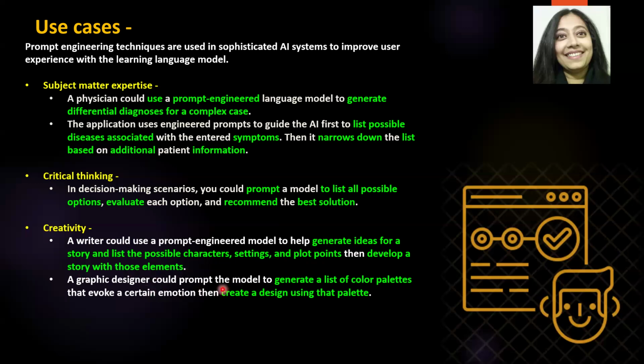Or a graphic designer could prompt the model to list a set of color palettes, or create a design using a palette for a certain emotion. When we say for a certain emotion, it could be a specific event. For example, create a design using a specific palette for someone's wedding or someone's birthday party. Or it could be a negative or a sad emotion, like someone's death anniversary. So all of this is possible.